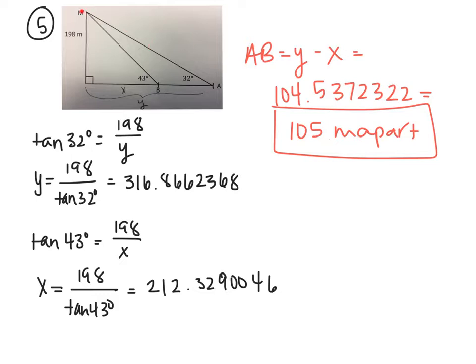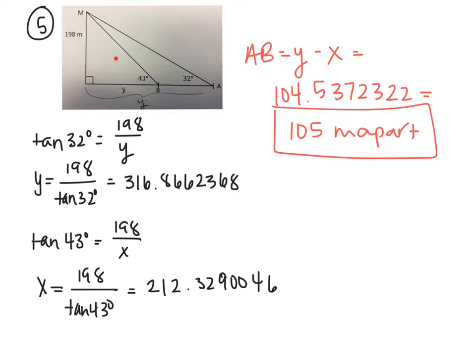So looking at the big triangle, which is where Kitty is standing, you have the tangent of 32 degrees is 198 over, I call this distance y. So cross multiply, you get y to be 198 over the tangent of 32 degrees, which is 316.8662368 meters.